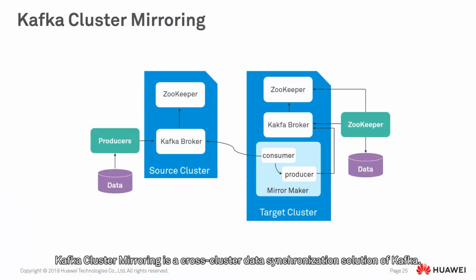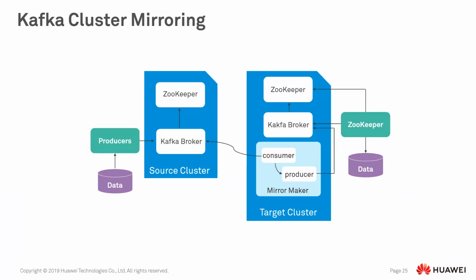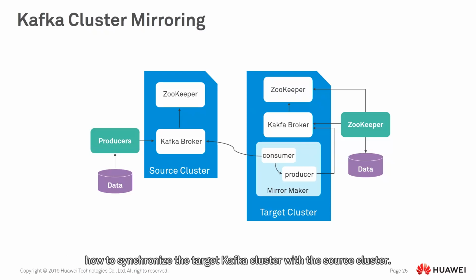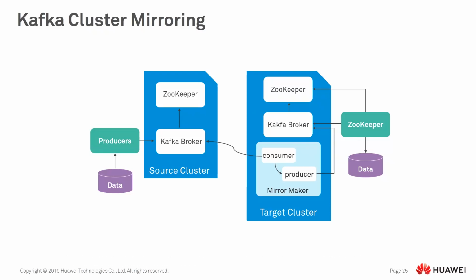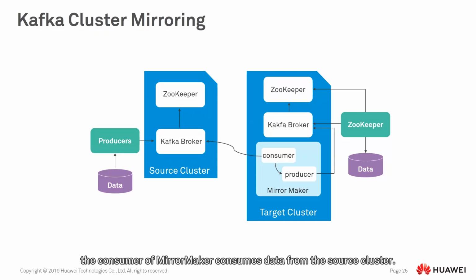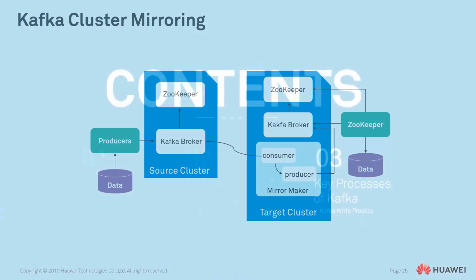Kafka Cluster Mirroring is a cross-cluster data synchronization solution of Kafka. It's implemented through the built-in tool MirrorMaker. This figure describes how to synchronize the target Kafka cluster with the source cluster. These are two different clusters. During data synchronization, the consumer of MirrorMaker consumes data from the source cluster and then uses the built-in producer to send the data to the target cluster.